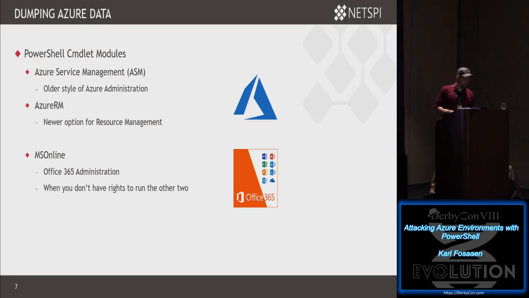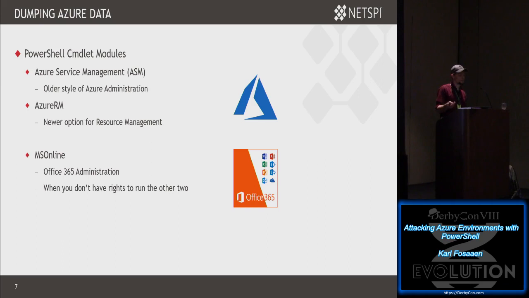So for the PowerShell commandlet modules, there's 3 different ones that the MicroBurst tools rely on. MicroBurst is the name of the tools repo where all of these PowerShell tools live, and we'll show a link to that in a minute here. But we make use of the Azure Service Management, or typically ASM. It's actually just Azure in the modules for PowerShell. AzureRM, which is kind of the slightly newer option. It's Azure Resource Management.